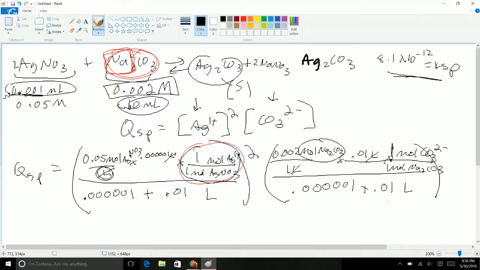I'm now busting out my calculator. Just going to push all these buttons in. So I'll start with my silver ion one. 0.05.